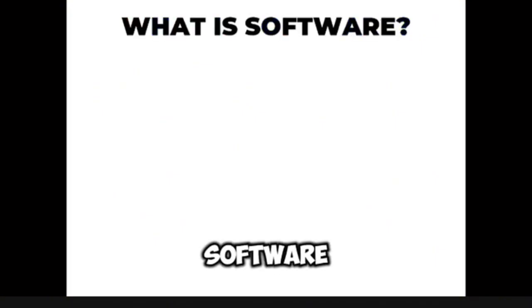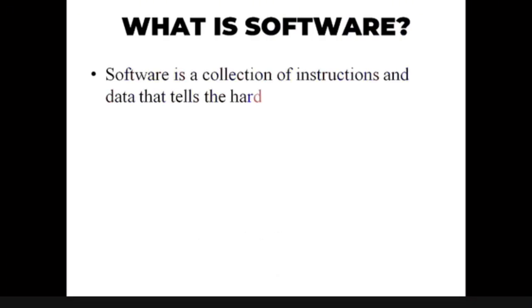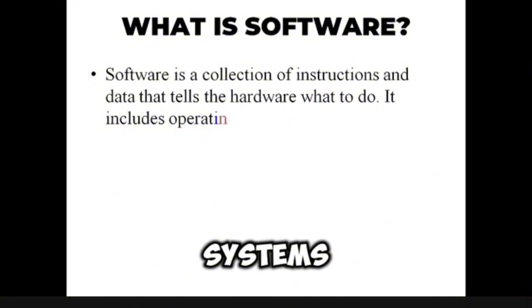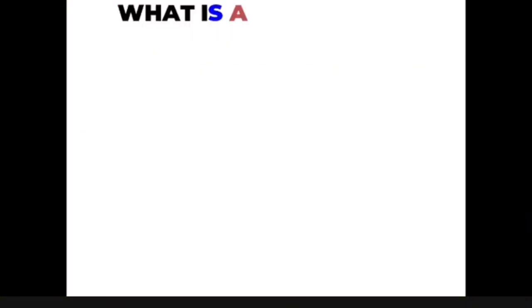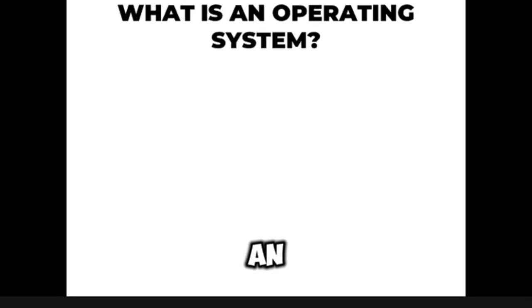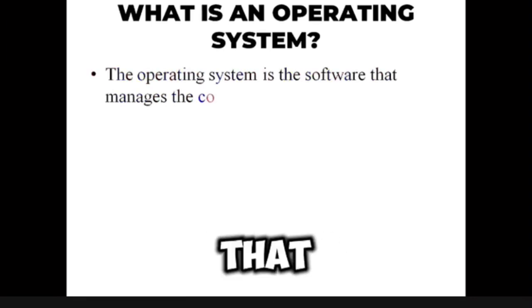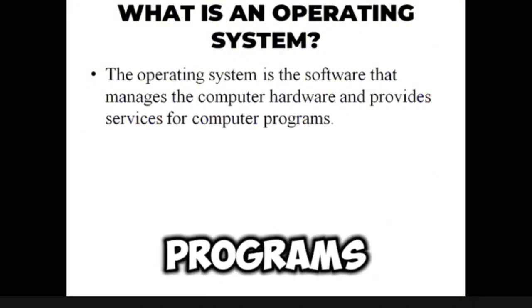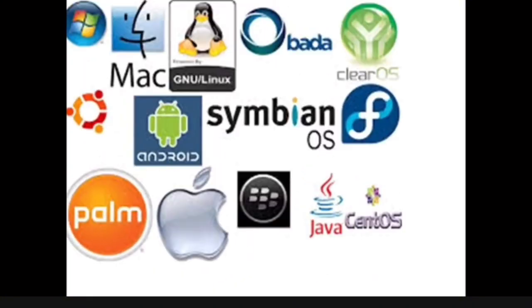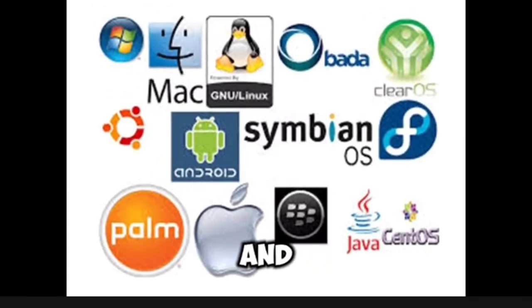What is software? Software is a collection of instructions and data that tells the hardware what to do. It includes operating systems and applications. What is an operating system? The operating system is the software that manages the computer hardware and provides services for computer programs. It acts as an intermediary between users and the computer hardware.